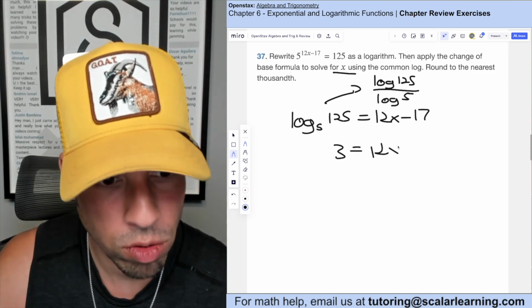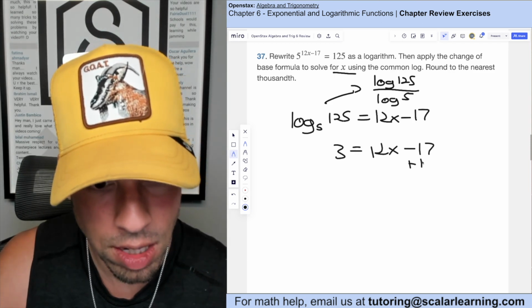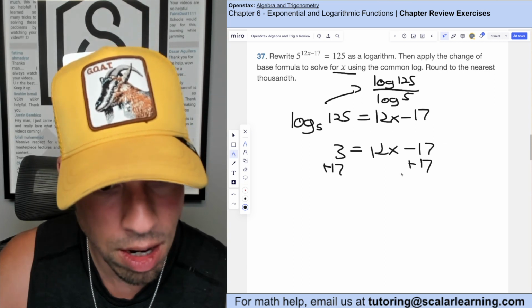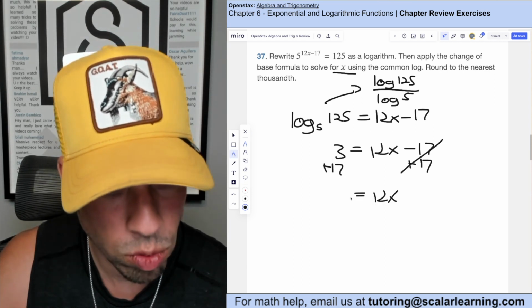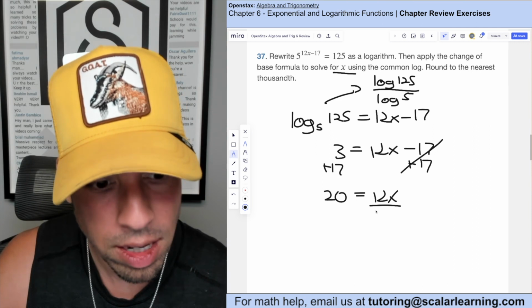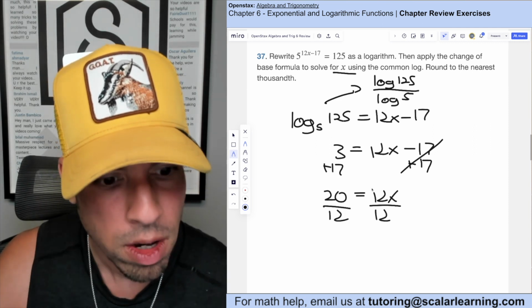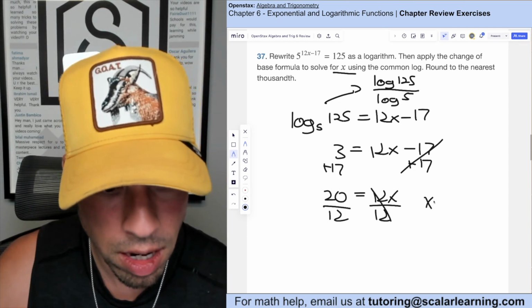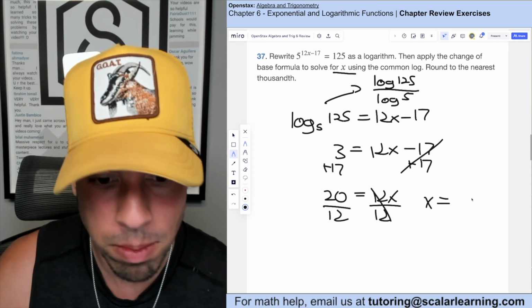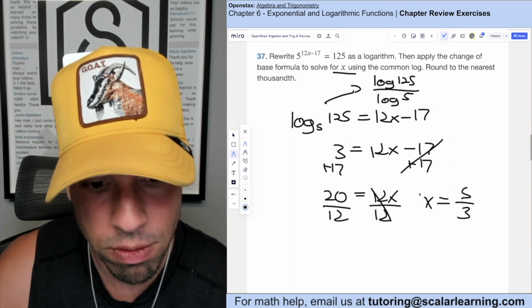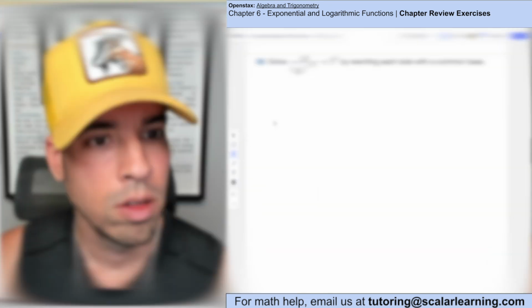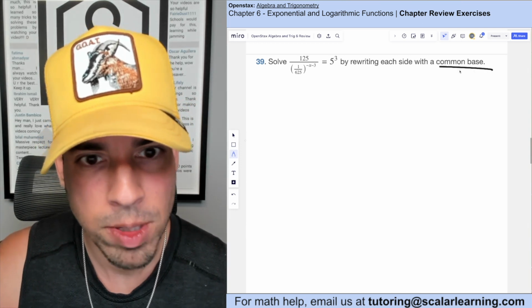So now we get 3 equals 12x minus 17. Now we're going to add 17 to both sides to isolate. 12x equals 3 plus 17, which is 20. Last step, divide both sides by 12. And we get 20 over 12 is x, which reduces to, divide top and bottom by 4, 5 over 3 for the win.